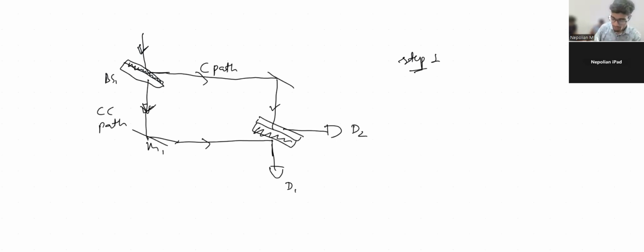After reflecting from the mirrors, the two waves will merge at beam splitter 2, and then they will go to detector 1 and detector 2. There are two waves at each detector, so there will be constructive and destructive interference at detector 1 and detector 2 respectively. At detector 1, there will be constructive interference, so there will be a 100% probability that detector 1 will detect a photon. But at detector 2, there will be zero probability because destructive interference is happening.